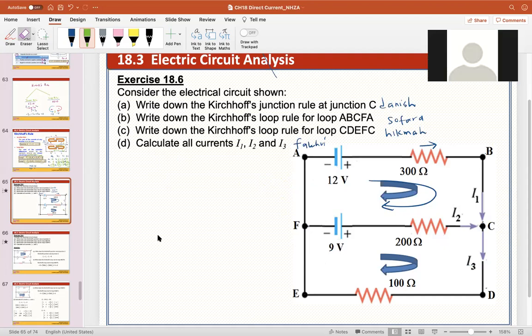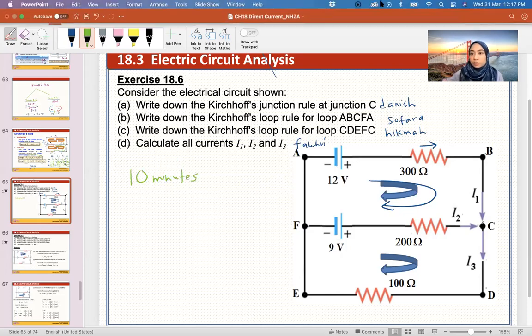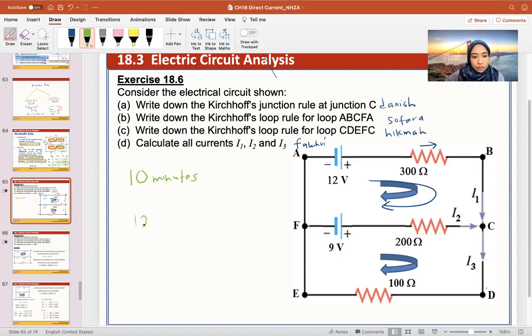Is there any other question? Okay, none. So let's start. I'm going to give you guys 10 minutes to do it. Fakri can wait, or you can try yourself if you are quick enough to do it. So 10 minutes from now, 12:17, let's meet at 12:27 p.m.